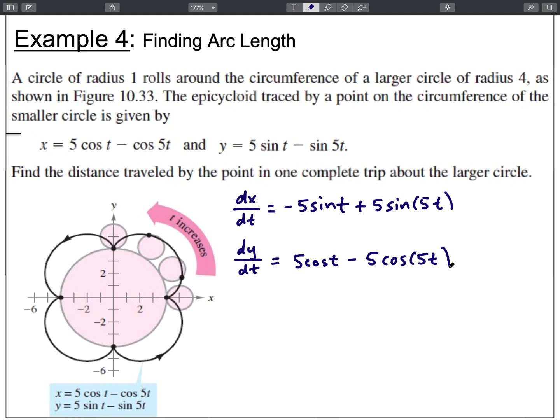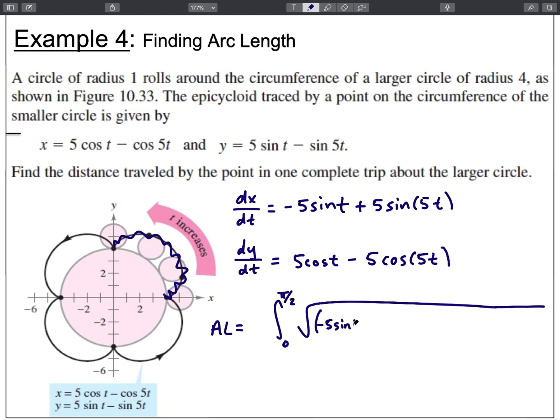So if I know that, I can actually build a little integral. Let's do arc length equals the integral from 0 to pi over 2. This would find me just the arc length in quadrant 1. And then I'm going to have a big square root. I know I need to take the components separately and square them. So let's take the x component derivative. This was negative 5 sine of t plus 5 sine of 5t. And then we would square this component.